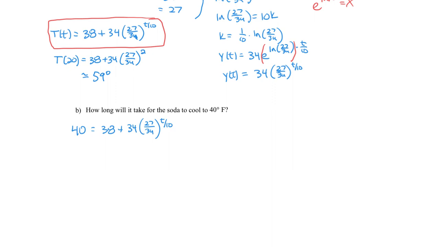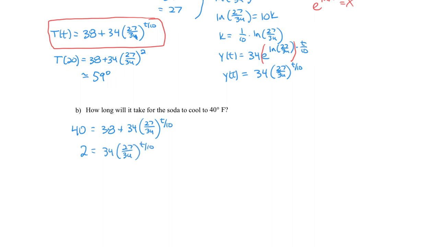Okay, welcome back. Hopefully you tried it out. So what we need to do, get t by itself, I'm just going to first subtract 38 from each side, right? Got our equation here. Subtract 38 from each side, and that would leave me with 2 equals 34 times all of this.